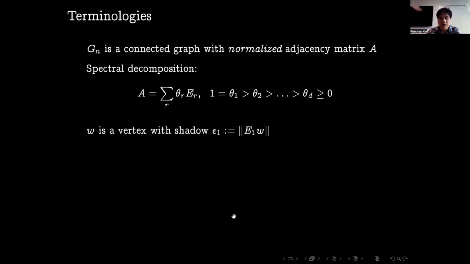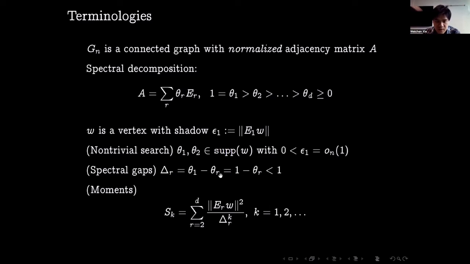So before we do the technical proof, we have to fix some terminology. Again, the graph is a connected graph with a normalized adjacency matrix A, and the spectral decomposition of A equals the sum of theta R times E R. Theta R are the eigenvalues, and E R are the eigenprojectors. We enforce a decreasing order for the eigenvalues, so 1 equals theta 1 bigger than theta 2, bigger than theta d, bigger or equal to 0. And W is the vertex being marked, and it has a shadow epsilon 1 equal to the norm of E1 times W. This is the shadow on the principal eigensubspace.